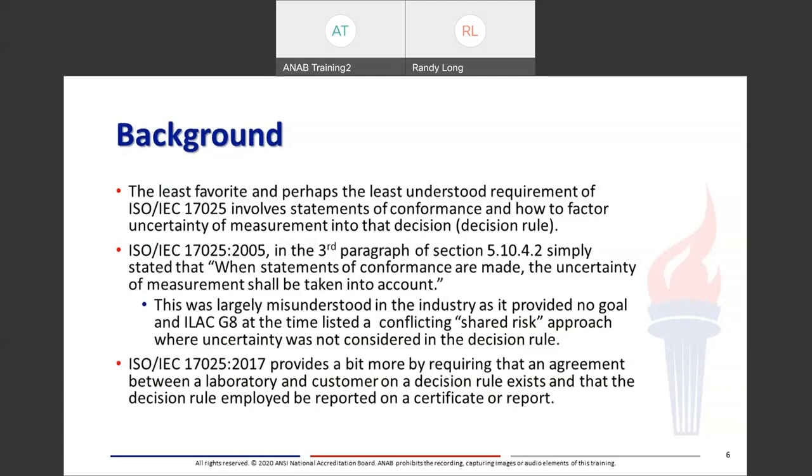Again, this was largely misunderstood in the industry as it provided no goal, and ILAC G8 at the time listed a conflicting shared risk approach where uncertainty was not considered in the decision rule. 17025-2017 provides a bit more by requiring that an agreement between the laboratory and customer on a decision rule exist, and that the decision rule employed be reported on the certificate or report.